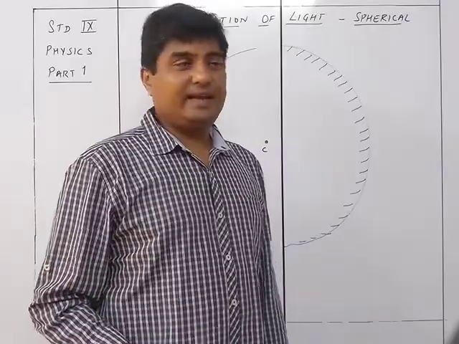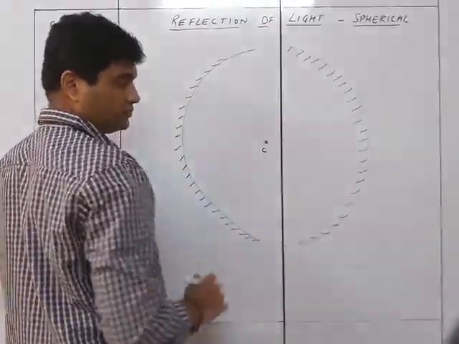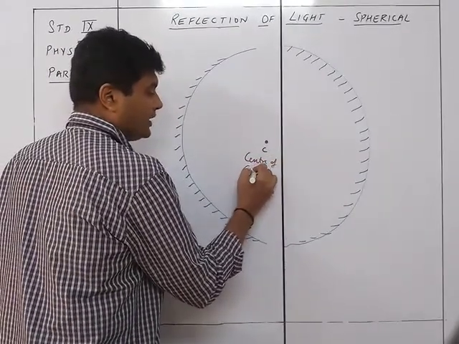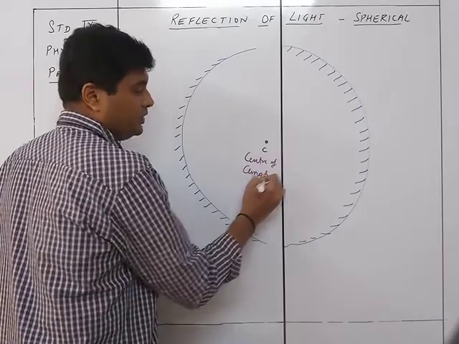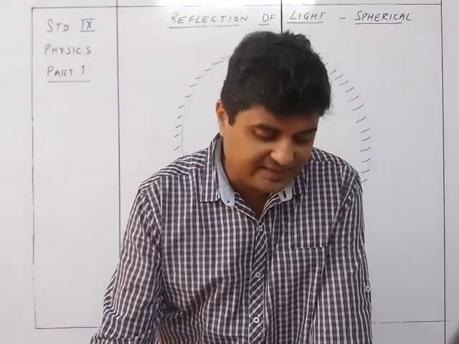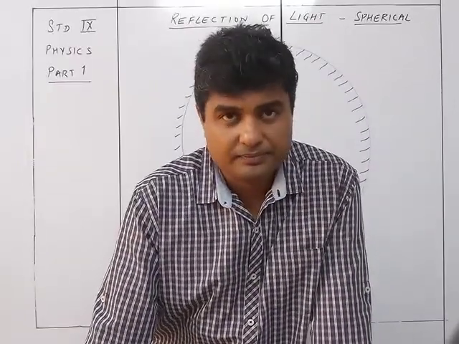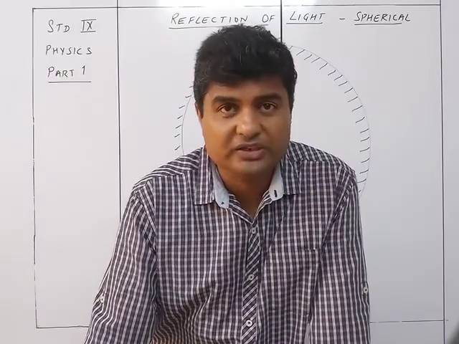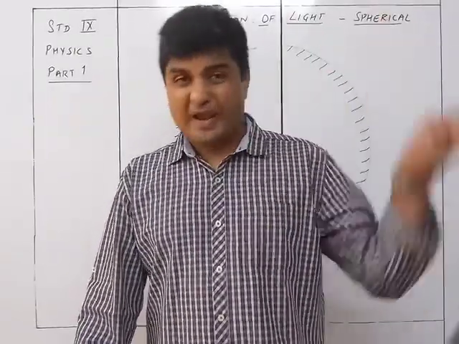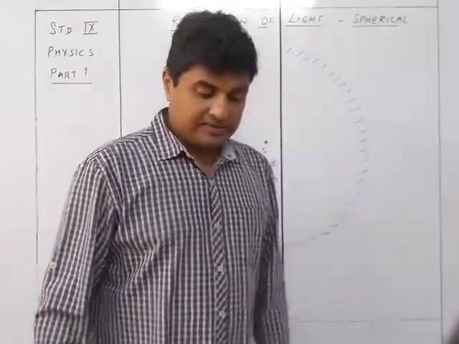The center C is called the center of curvature. So what is the center of curvature? The center of curvature of a mirror is the center of the sphere of which the mirror is a part.